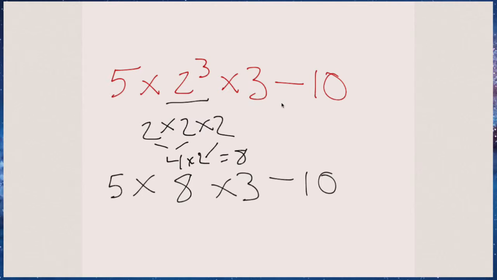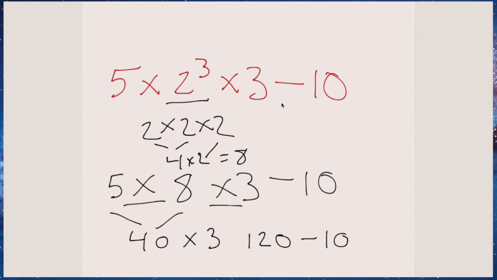Next step, multiply and divide left to right. So I've got a multiply and a multiply. We'll just start left to right. 5 times 8 is 40. Now 40 times 3 is going to get me 120. The only thing left to bring down is my minus 10. Now I've got 120 minus 10 equals 110, and there's my answer.